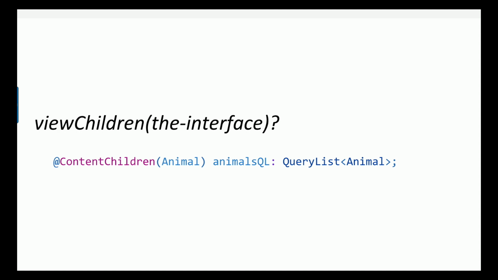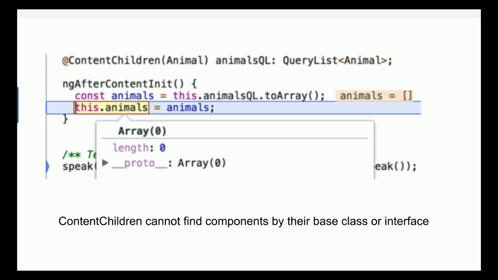So what if we did a view children and we looked for the interface? Remember, my interface now is an abstract class, so it's going to be there. So I say, hey, content children, go get me all the animals. And I get nothing. I get nothing because content children cannot find a base class or an interface that's underneath any of your classes. In other words, it can find fox, it can find dog, it can find cat, but it doesn't know that they implement something else. Has no idea. So you get nothing. So this isn't working.